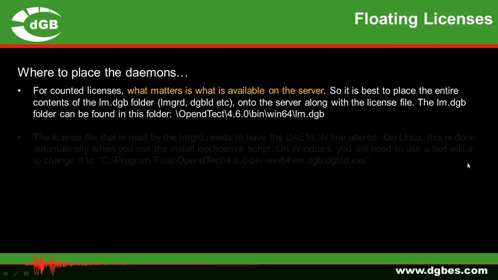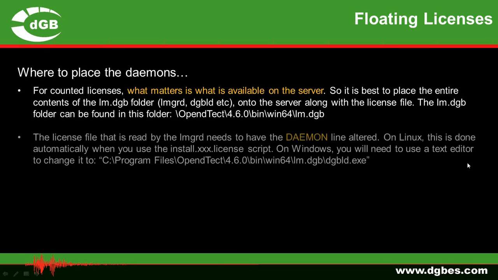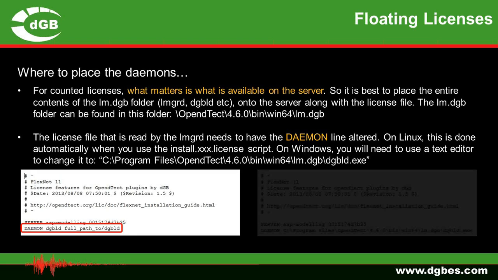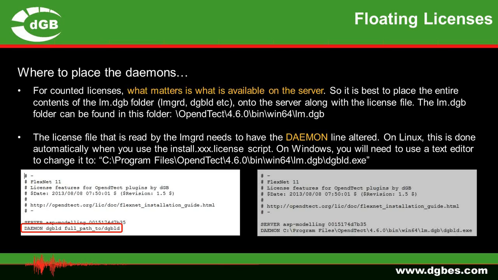LMDGB. The license file that is read by the license manager daemon needs to have the daemon line altered. Now on Linux this is done automatically when you use the install script, but on Windows you will need to use the text editor and change it yourself. So you will go from this, which is how you will receive the license from us, and you will need to edit it to show the full path to the DGB license daemon.